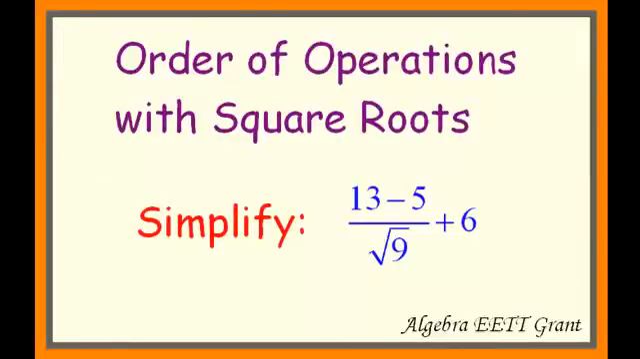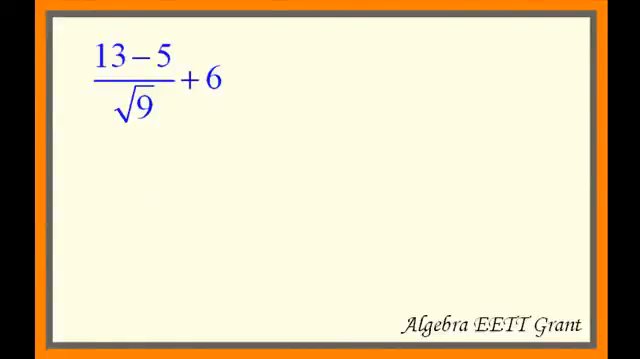Now let's do an order of operations problem with a square root. In this case, we want to simplify 13 minus 5, all divided by the square root of 9, plus 6. How do we simplify that? We have to deal with the square root first. Luckily for us, there is a square root of 9. It's 3. So we simplify that.